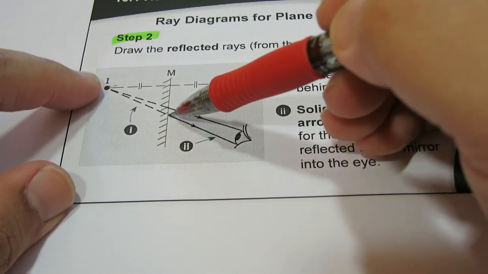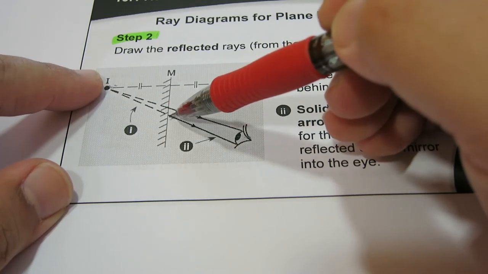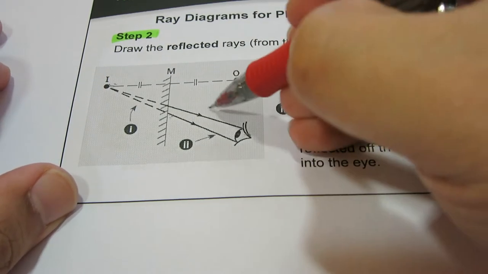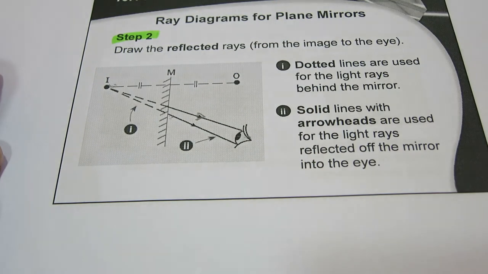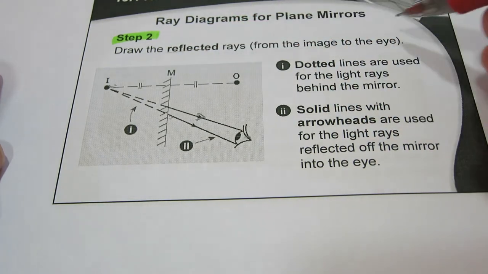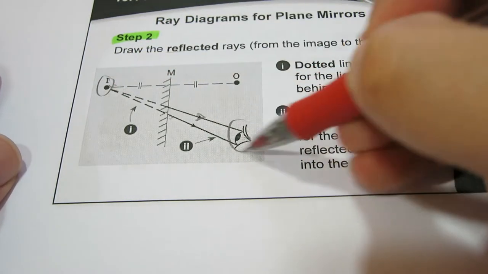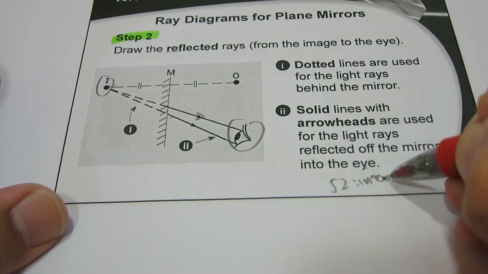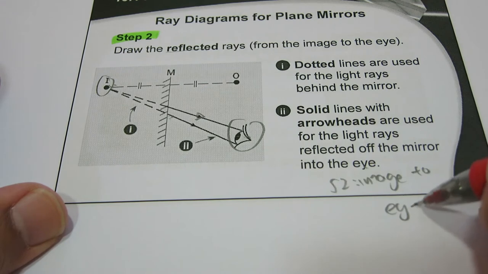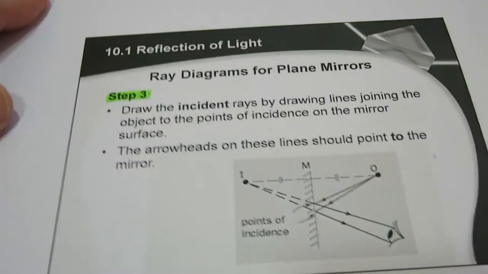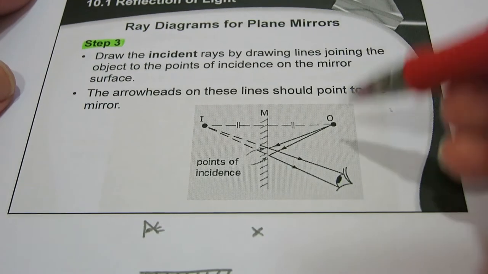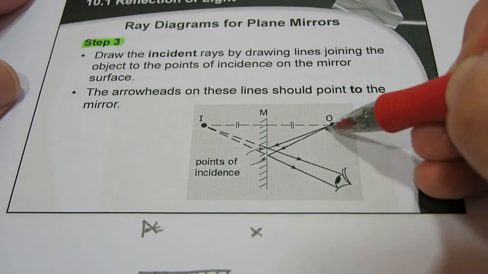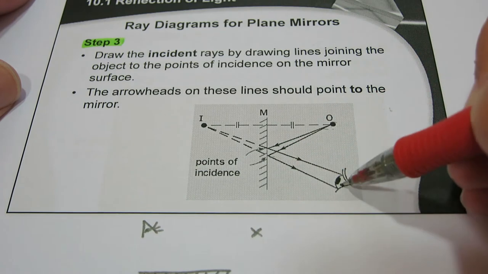Now please note that the light rays at the back of the mirror should be dotted lines because they don't really exist. So step two is actually to draw the reflected ray, and you do that by connecting the image to the eye. So step two, image to eye. Alright, step three is then to connect the object to the point of incidence on the mirror.